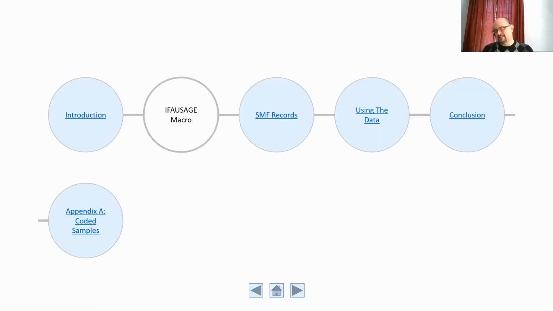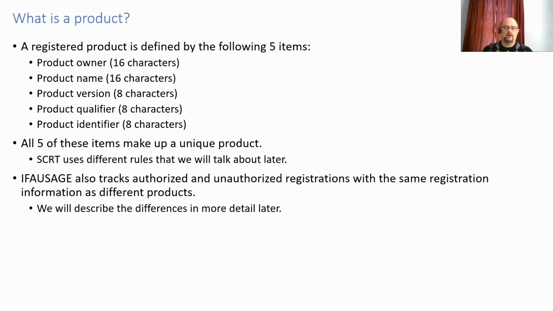Okay, so let's talk about the macro itself. First, let's define what a product is. There are 5 items that make up a registered product. Actually, there's a little more than that, but the main 5 items. When a product registers, it gives us the product owner and the product name. Those are both 16-character fields. Then something called the product version, the qualifier, and the identifier. Those are each 8-byte fields. And we combine these all together to make up a unique product. That's from the SMF side.